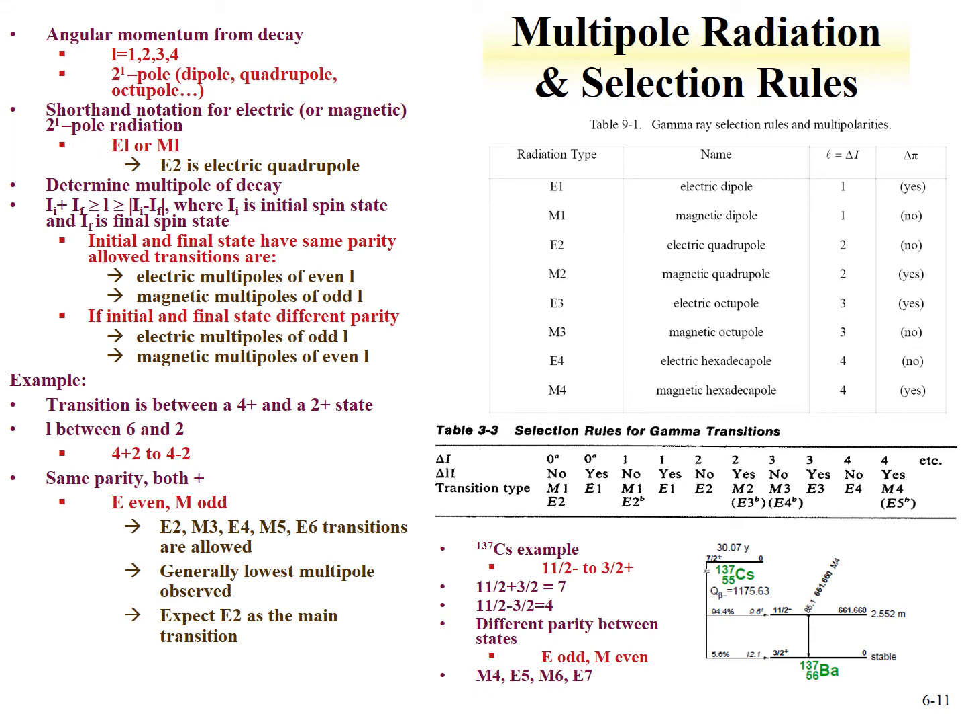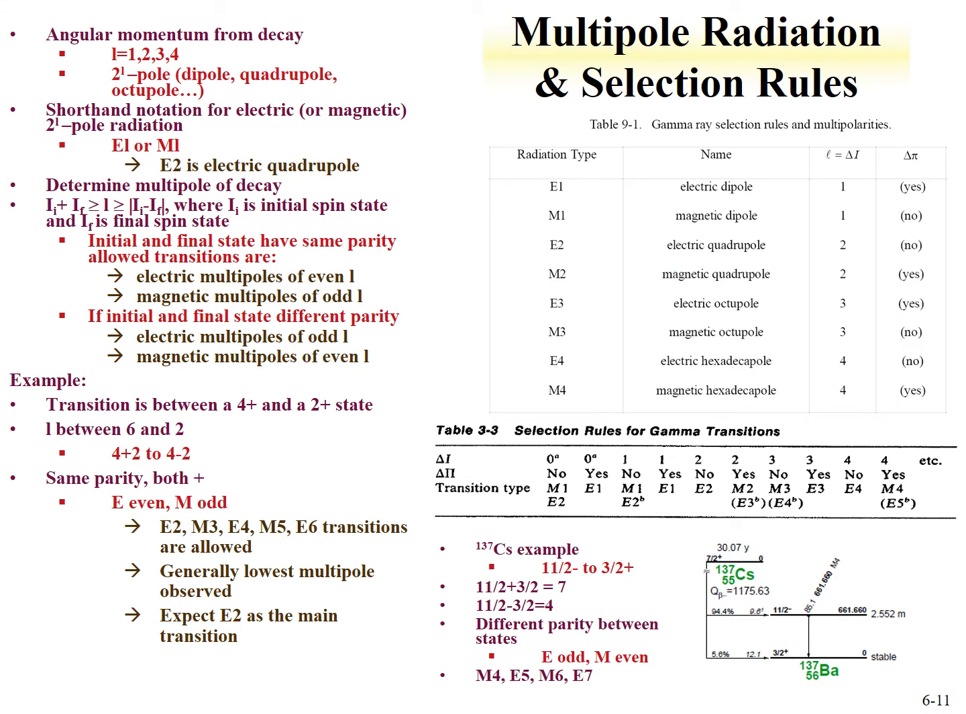So we can describe the angular momentum from the gamma decay, the L of 1, 2, 3, 4, etc., as a pole. So an L of 1 would be a dipole, quadrupole, 2 to the 2 is 4, octopole, etc. Shorthand notation for electric or magnetic 2 to the L pole is written as EL or ML. So for instance, an E2 we'll call an electric quadrupole. And those are shown over here. E1 is electric dipole, and M1 is magnetic dipole. E2 is an electric quadrupole, M2 magnetic quadrupole, etc.